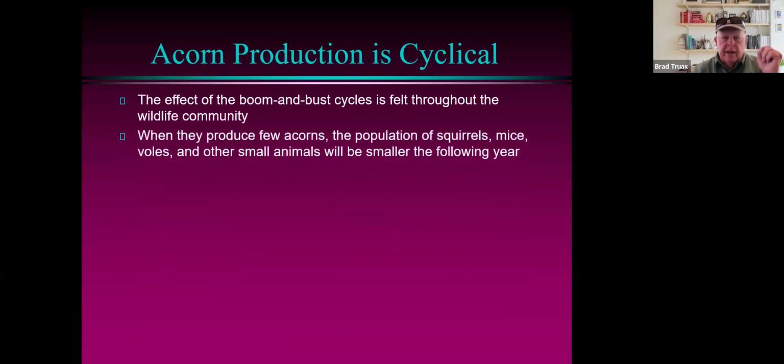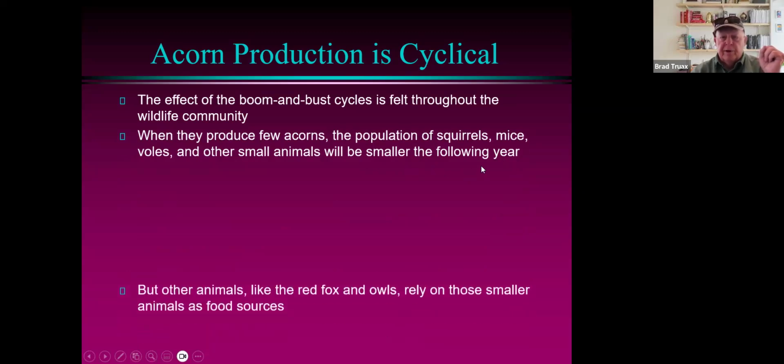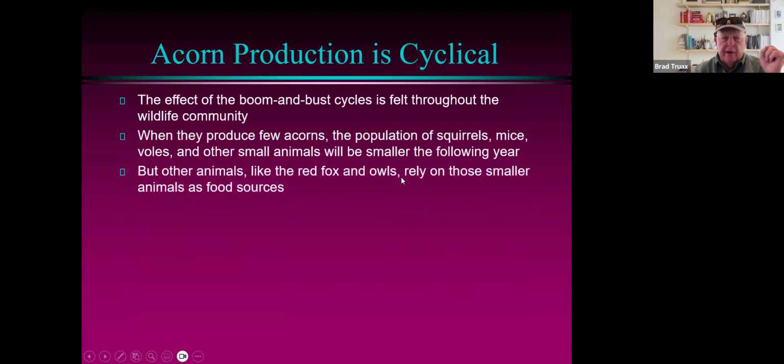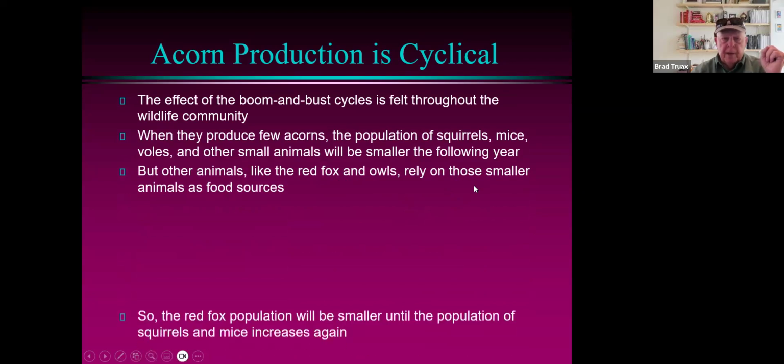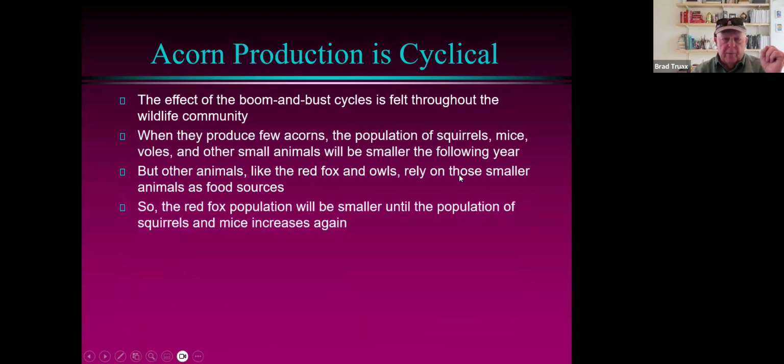And again, that boom and bust cycle is felt throughout the wildlife community. When the oaks are producing few acorns, the population of squirrels, mice, voles, and other small animals is going to be smaller the next year. But other animals, like the red fox and owls, rely on those smaller animals as food sources. So they're going to drop off as well.